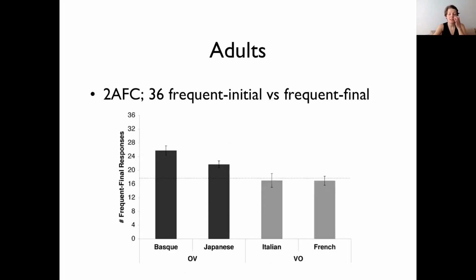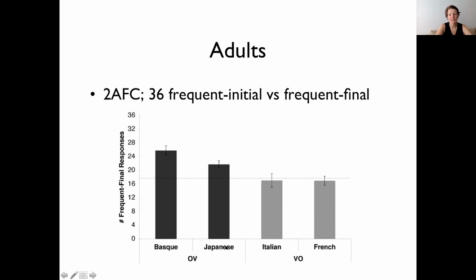So we tested human adults in a very similar paradigm. They listened to a grammar that was a bit more complicated and a bit longer, but essentially it was the same alternating structure. And then in the test, we tested them on a two-alternative first choice paradigm. So they heard pairs of test items. Of course, in each pair, one item was frequent initial, the other was frequent final. And they had 36 pairs altogether. We counted the number of frequent finals, so Japanese-like responses.